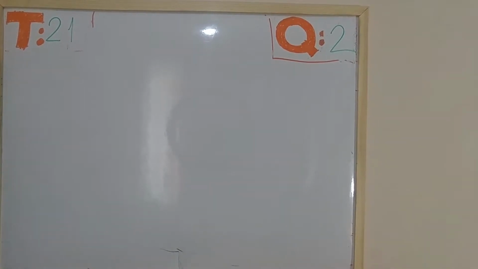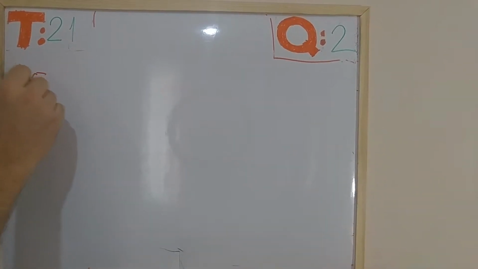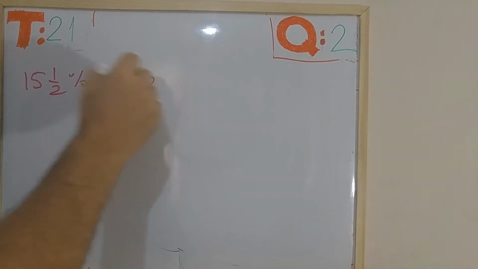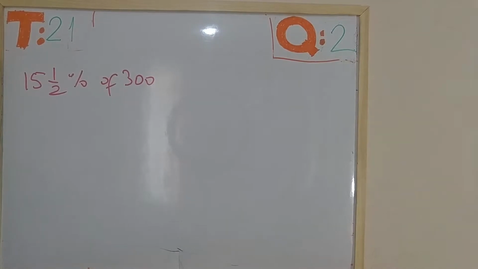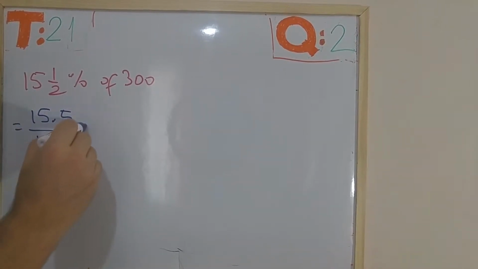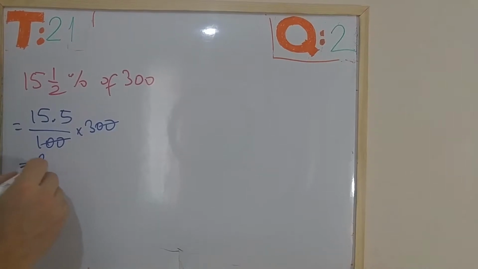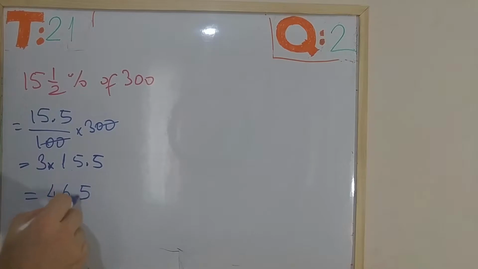Let's find out 15.5% of 300. So what we need to do is to find out 15.5% of 300. Let's do it. These zeros cancel out, so what I need to do is to multiply 3 with 15.5, which is going to be equal to 46.5.